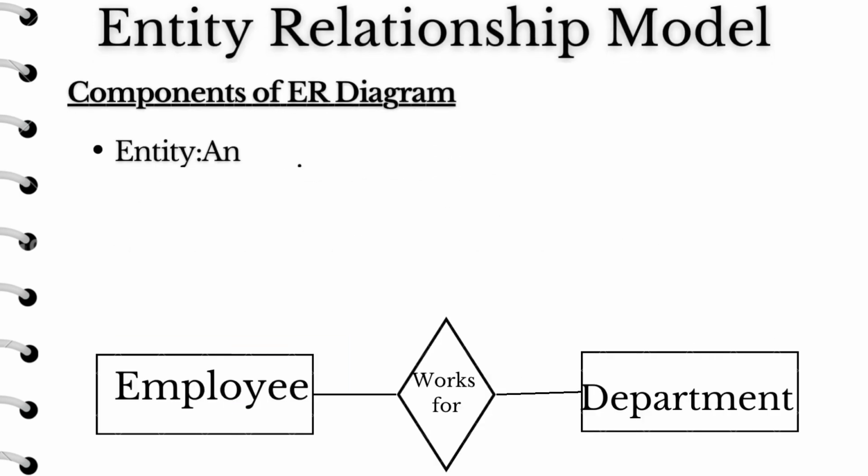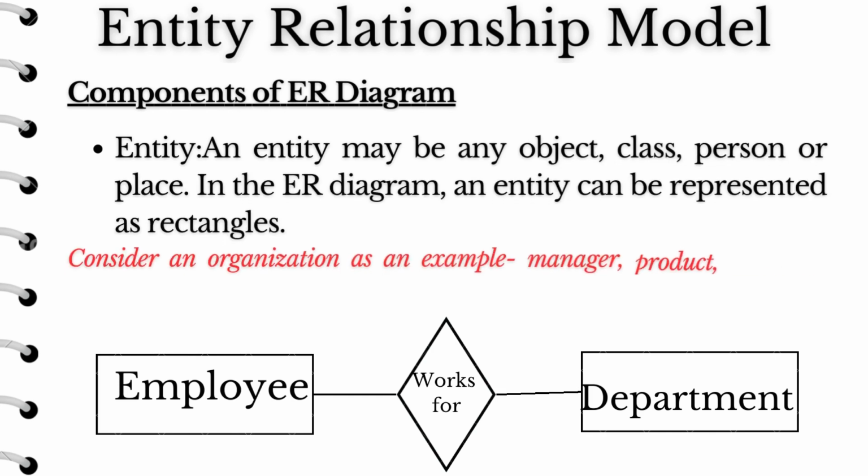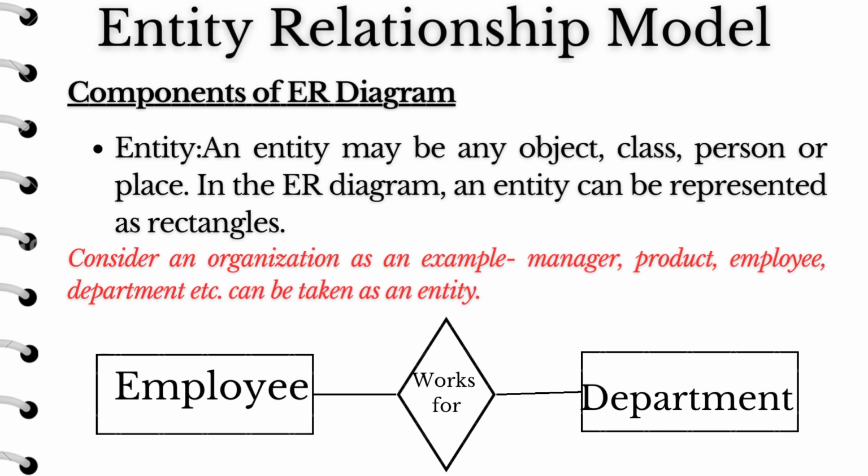What do you think an entity is? An entity may be any object, class, person or place. In the ER diagram, an entity can be represented as rectangles. Consider an organization as an example. Manager, product, employee, department can be taken as an entity.